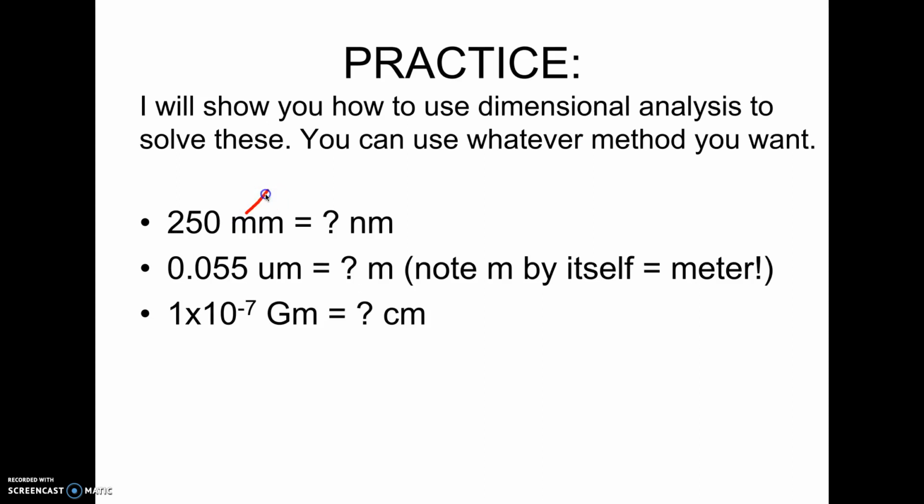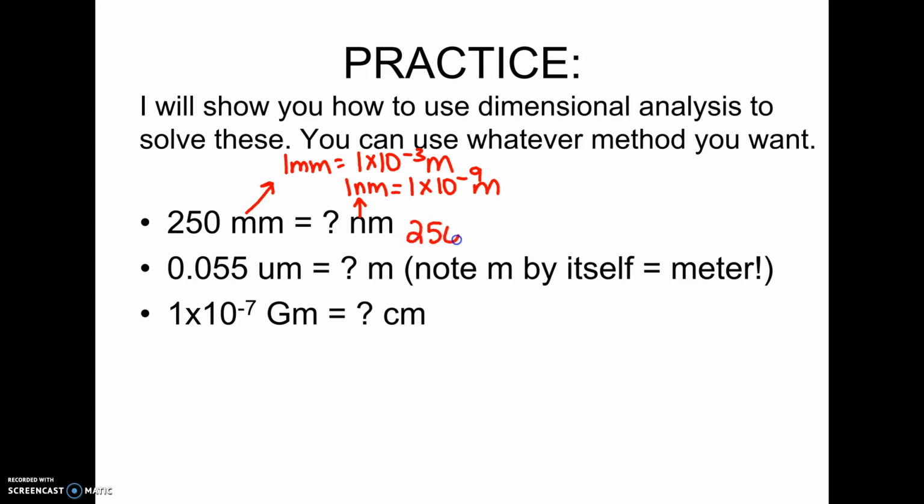So if I go to my table, which I don't have up here, but it's on the formula sheet and you should have it in the outline, I will find that 1 millimeter equals 1 times 10 to the negative 3rd meters. And I will also find that 1 nanometer is equal to 1 times 10 to the negative 9th meters. So I got those from the table.